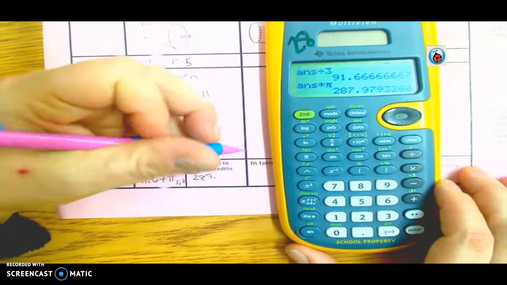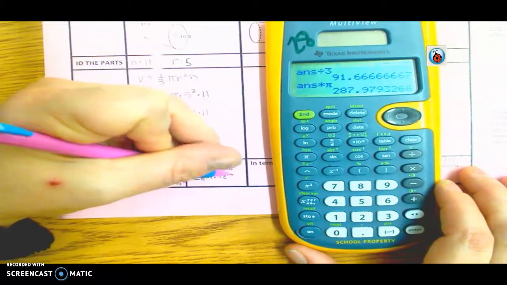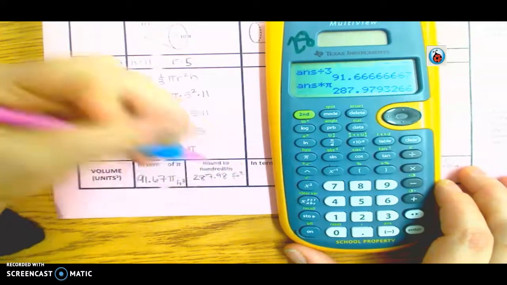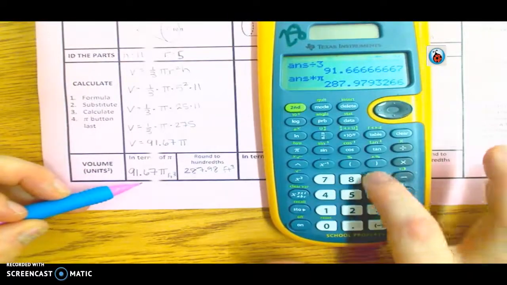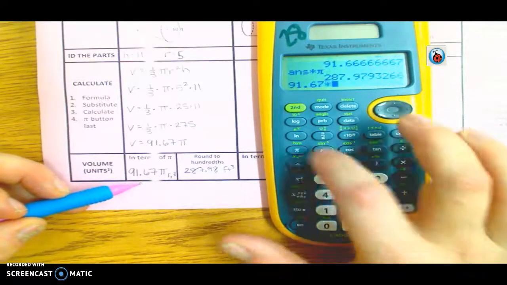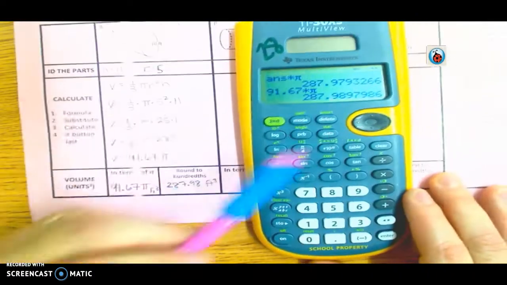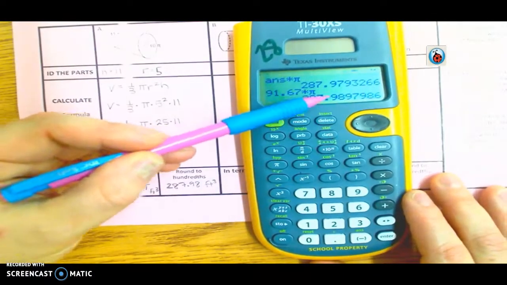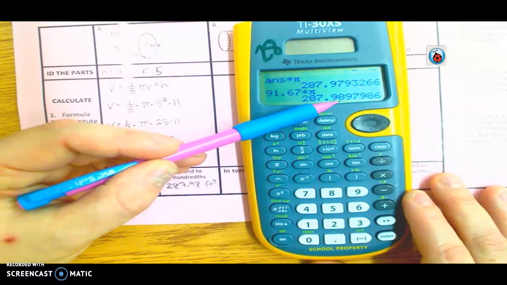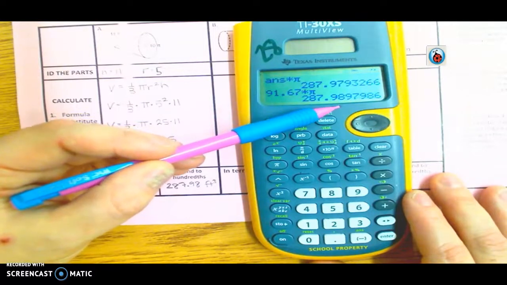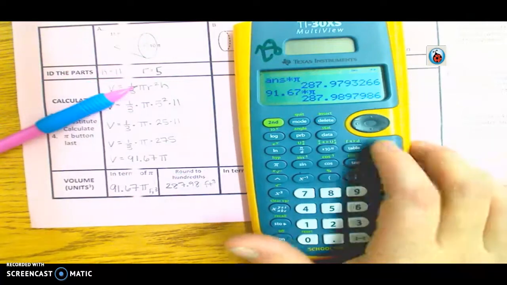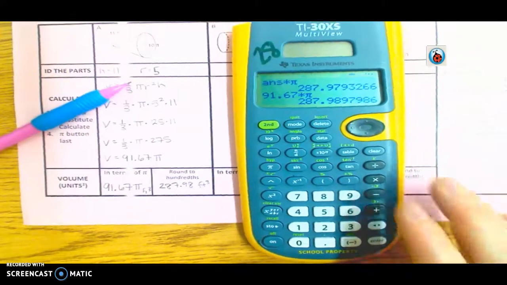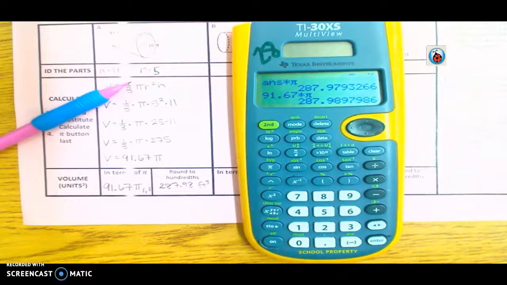So that's 287.98 feet cubed. Okay. All right, so now I'm wondering, let's just take that 191.67 times pi. Do you see how it's ever so slightly off? Like if I rounded this one to the hundredths, it would be 0.99, whereas we had 0.98. It's not a huge difference, okay, but that's what we're going to check for as far as precision goes.